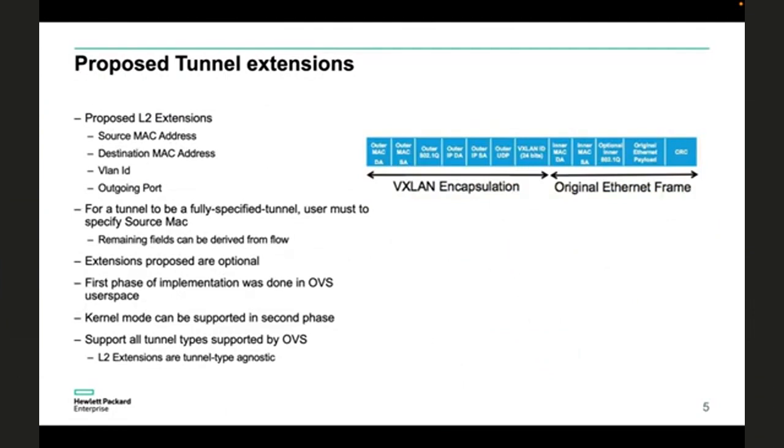The first version of the code I worked on is done in the OVS user space. Depending upon how the community receives this feature, we can add it to the kernel mode as well in the second phase. As you can see, all the extensions are layer 2 only. They do not have any bearing on the protocol that's used for encapsulation. So whatever I'm adding right now can be used for VxLAN, Geneve, or GRE, or any encapsulation supported by OVS.